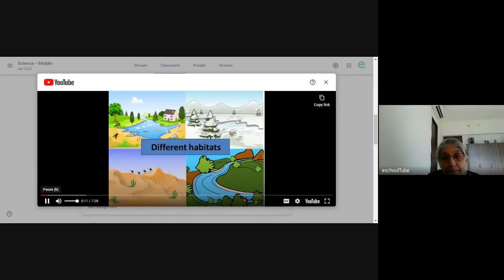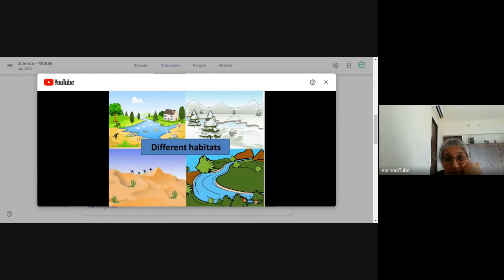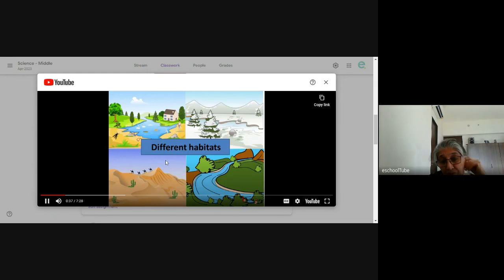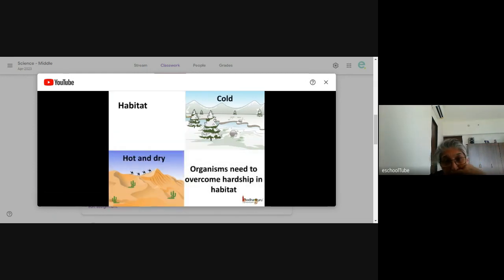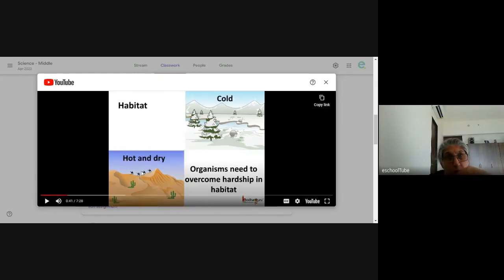We already know the surrounding where an organism lives is called its habitat, like the fish lives in the water, which is aquatic habitat. The penguins live in the snowy region, the camel lives in the desert habitat. The habitat provides the organism environment to survive and reproduce. For this, it gets the food, shelter, etc. from the habitat.